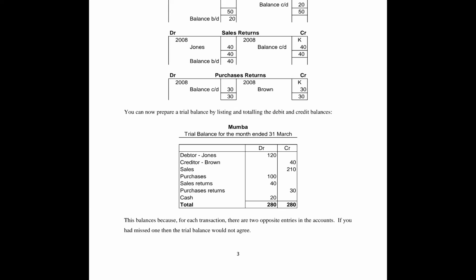Excuse me, sir. Yes, sir. In a situation whereby you are given a trial balance and it so happens that one of the entries is missing, and the trial balance happens not to balance, what can you do in such a situation?